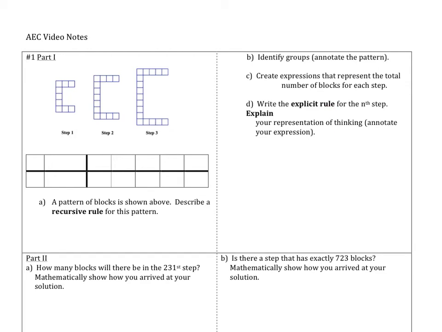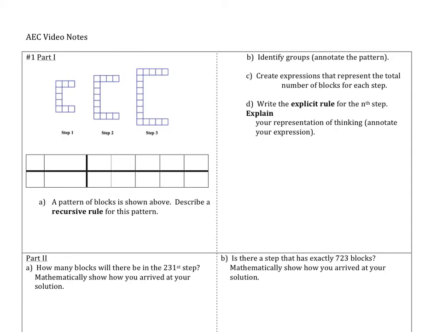And then it'll take it right back to what we did in the beginning. When we explain a representation of thinking, we're going to go right back to how we group these things and figure out exactly what our explicit rule means to our understanding. Then that explicit rule is going to help us answer two questions. The first one being here, how many blocks will there be in the 231st step? You certainly don't want to bring this out to the 231st step. That would be a lot of blocks. So hopefully that explicit rule will help us get there.